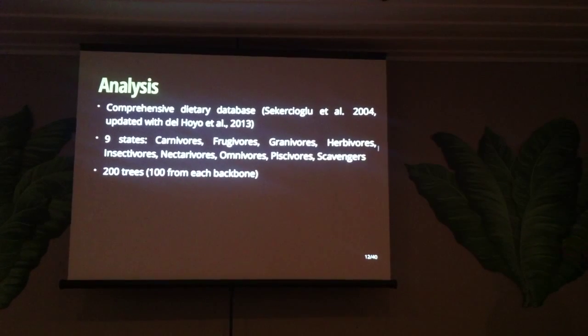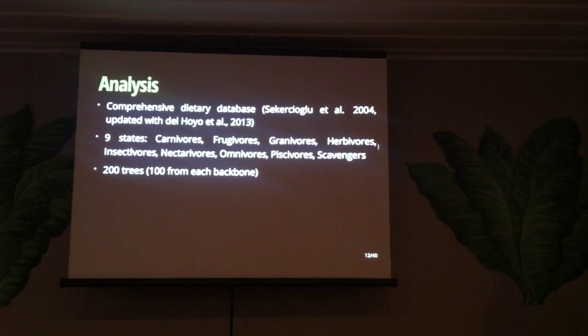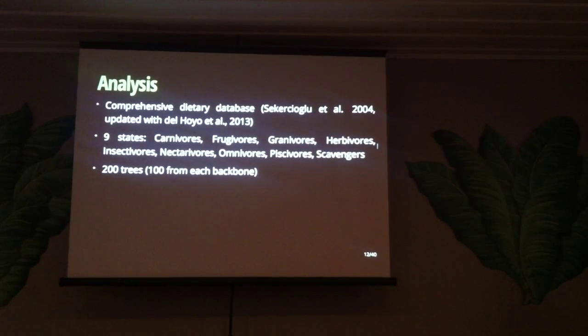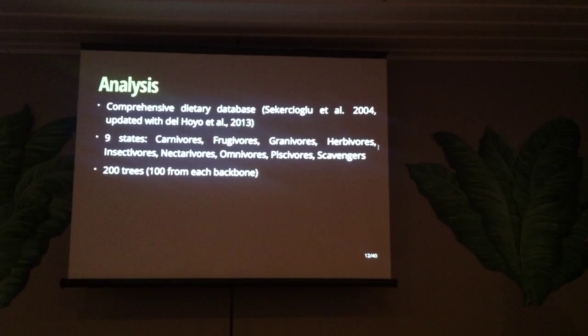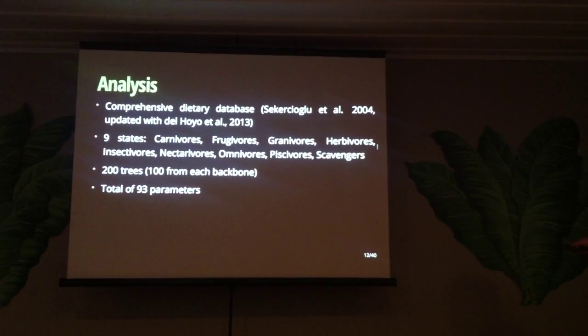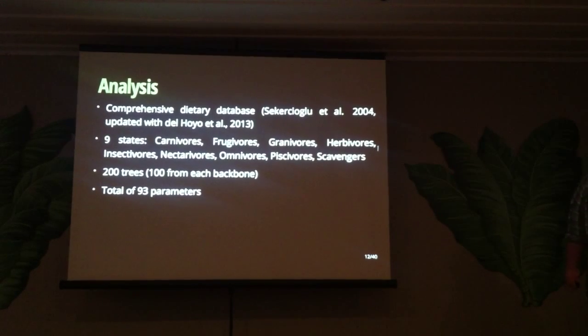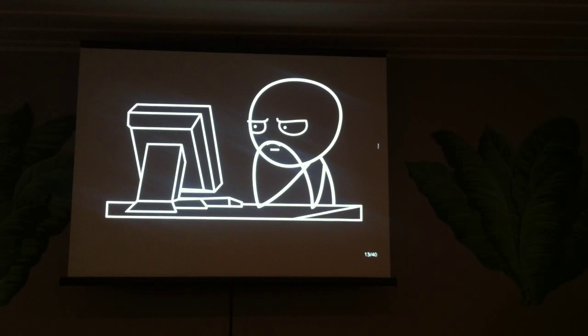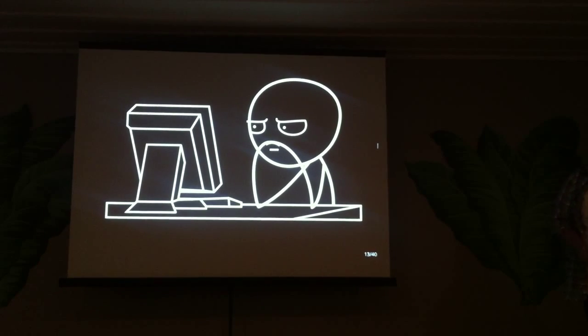As I said, we used 200 trees of the posterior distribution in order to account for the uncertainty on the topologies and branch lengths of the trees, 100 trees from each backbone that Jetz used. And our model had a total of 93 parameters, which means that we had to wait a very long time for the chains to converge.